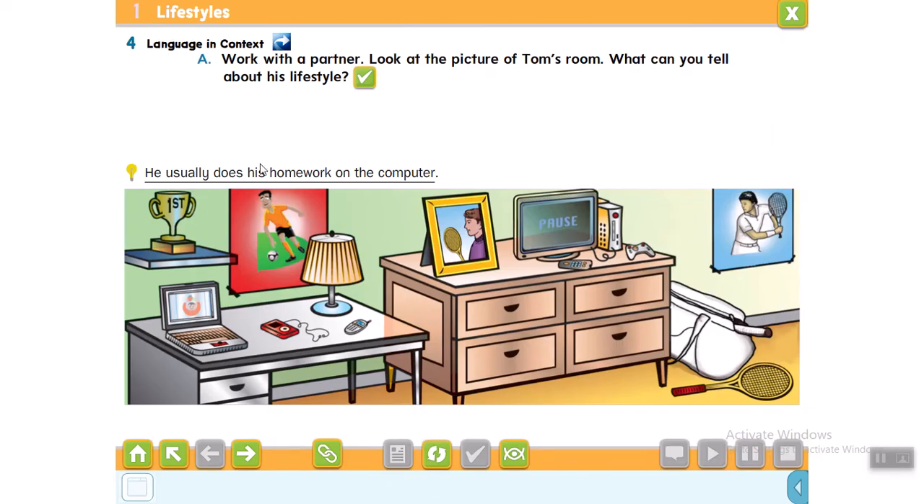Language and context. Work with a partner. Look at the picture of Tom's room. What can you tell about his lifestyle? This is Tom's room, and you can guess what his lifestyle or his life is like. For example, he usually does his homework on the computer.